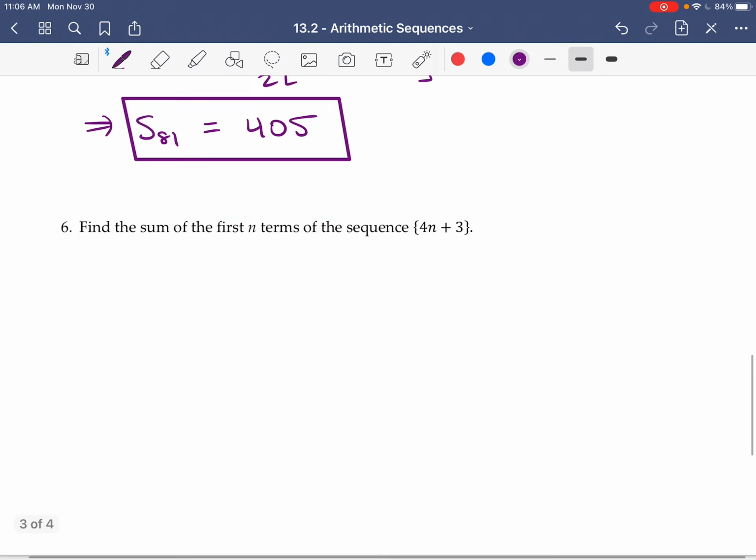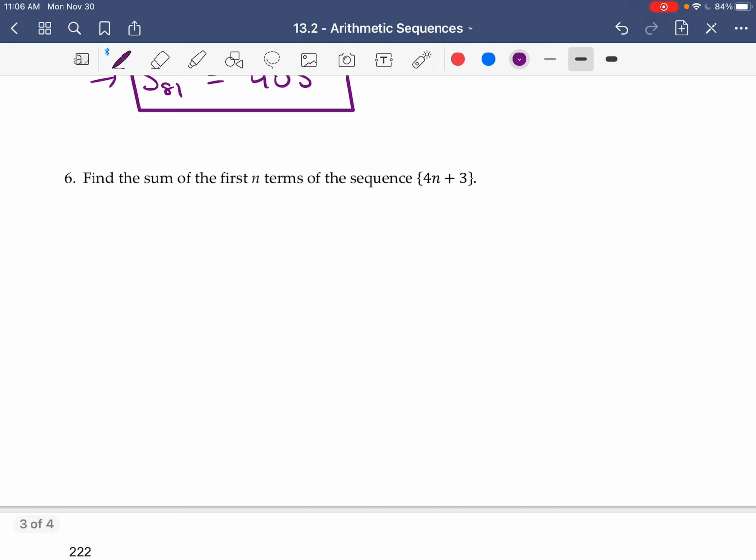So let's do an example. Here we want the sum of the first n terms of this sequence. So first we want to show it's arithmetic. If I call this a_n, let's first show the sequence is arithmetic.